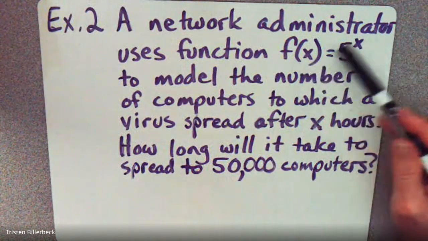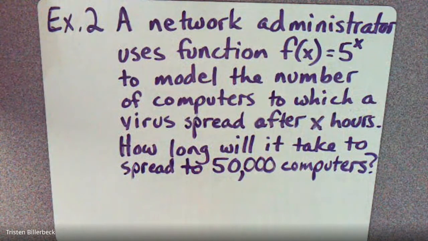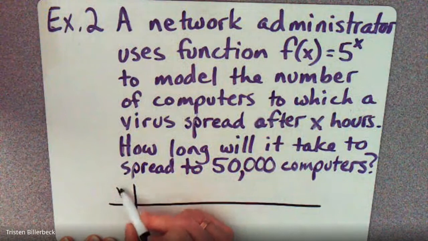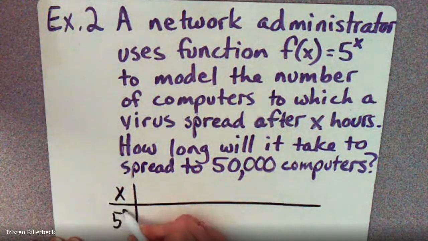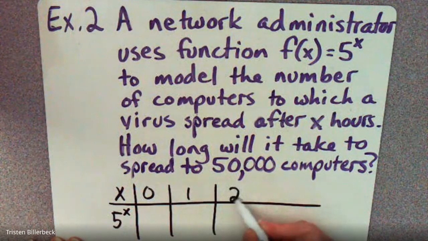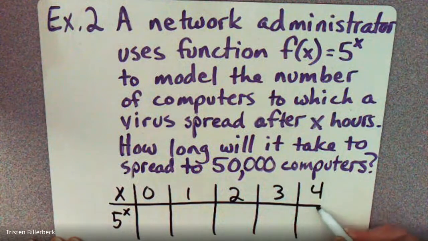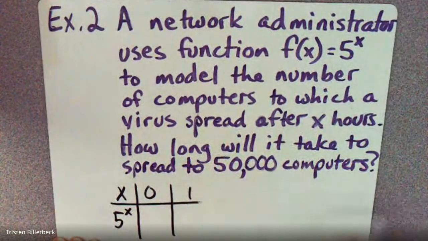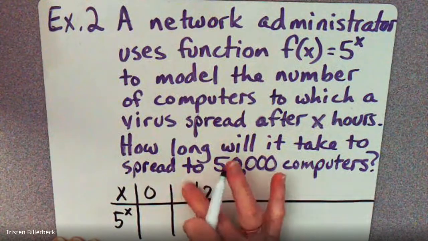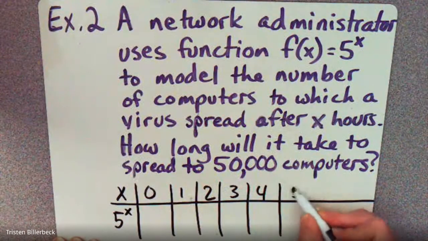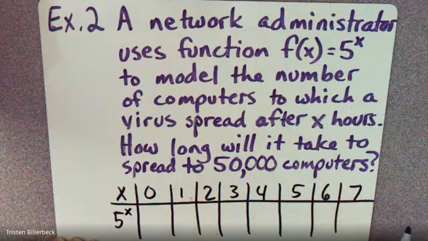So this is time, hours. How long will it take this virus to spread to 50,000 computers? Okay, so this might take a little work. So let's do a bit of chart work really quickly and get a grip on what's happening here. So we have 5 to the x. Time can never be negative, so we're going to start with 0, 1, 2, 3, 4, 5. I guess I should have made this closer. So let's do that. 1, 2, one more in the middle, 3, 4, 5, and 6, and 7. There we go. All right.